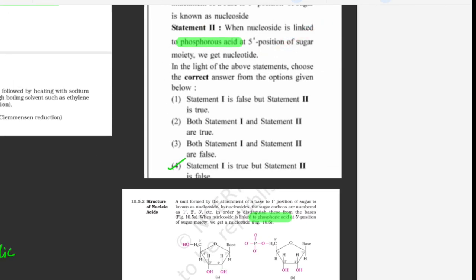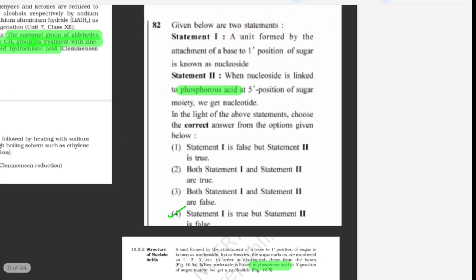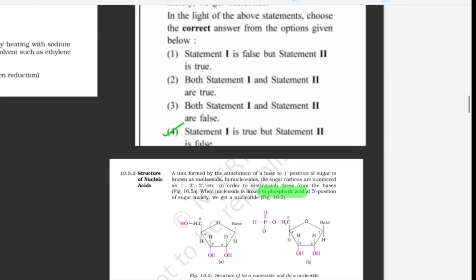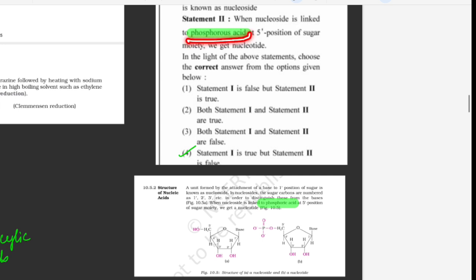So first statement is correct. What is the second one? When nucleoside is linked to phosphorus acid at fifth position of sugar moiety, we get nucleotide. So see here, when nucleoside is linked to phosphoric acid. Can you see the difference in the question? Instead of phosphoric acid, in the question it is given as phosphorus acid. So this is wrong. It should be phosphoric acid.